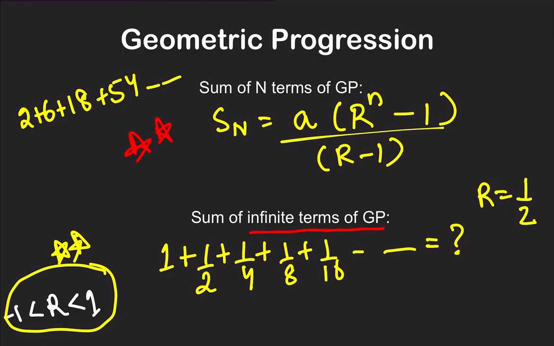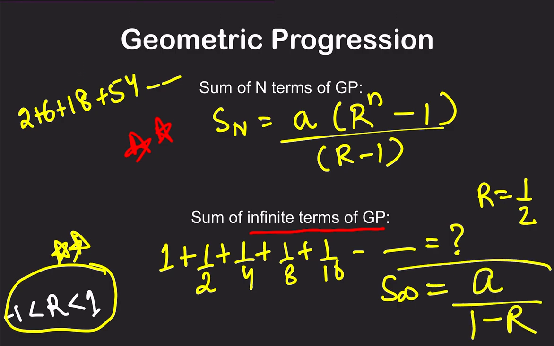So we can calculate the sum of infinite terms of such a geometric progression. Here the formula for the sum of infinite terms is a upon 1 minus r. Please note it down, a upon 1 minus r, but the only condition is that the ratio has to be between 1 and minus 1, right?